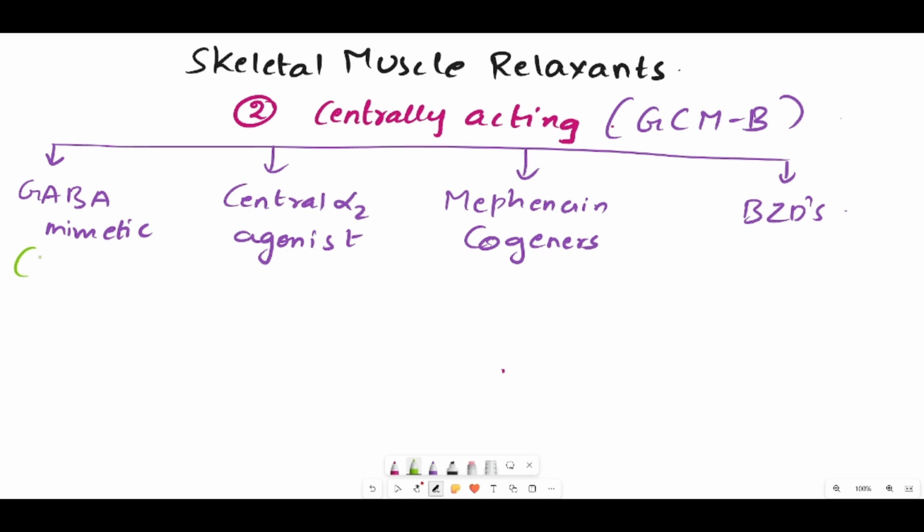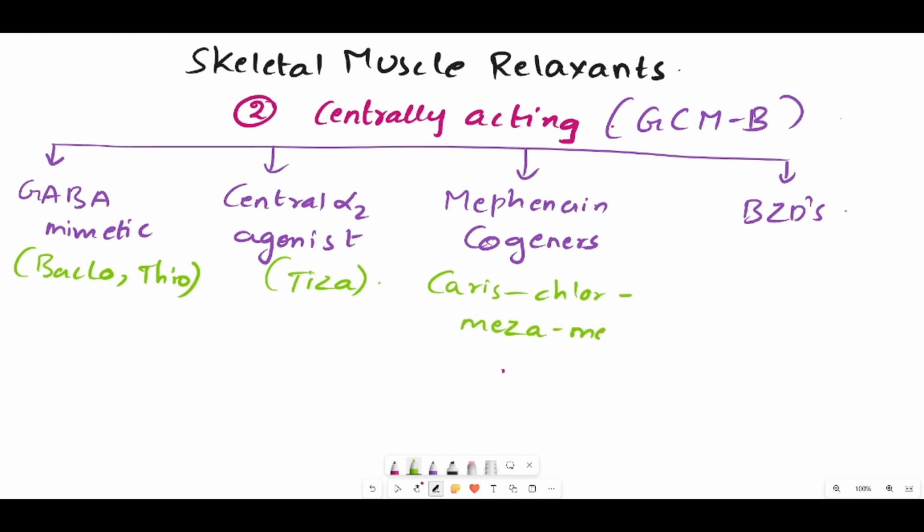So coming back to the tricks under each class: in the GABA mimetic, the trick is Beclo and Thio. Remember beclo and thio. And in the centrally acting alpha 2 agonist, remember the word tiza. And in mephenesin congeners, remember the trick: caris, chlor, meza, meth. Caris, chlor, meza, meth. And in the benzodiazepines, remember zipper.